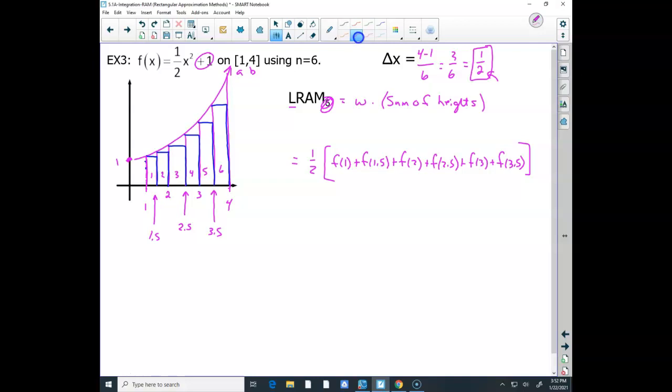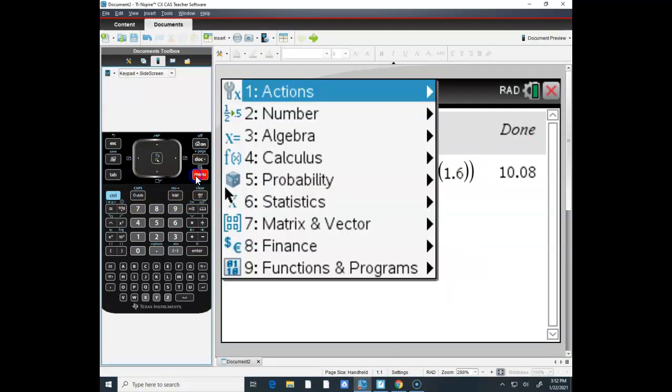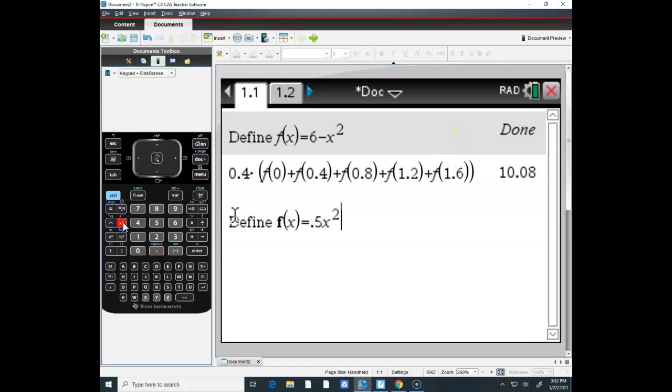And then I'm just going to redefine, because this is now a new function. I'm going to redefine this brand new function in my calculator. Hopefully you remember how to do that. I'll do it one more time, but I don't want to waste all this time on the calculator stuff that you should know. Remember, we're going to go Menu, Actions, Define, and you define it as f of x equals 0.5x squared plus 1. There, it is done.